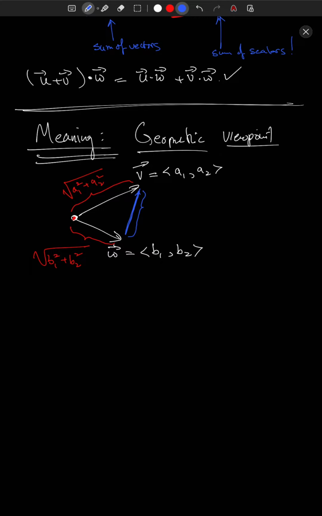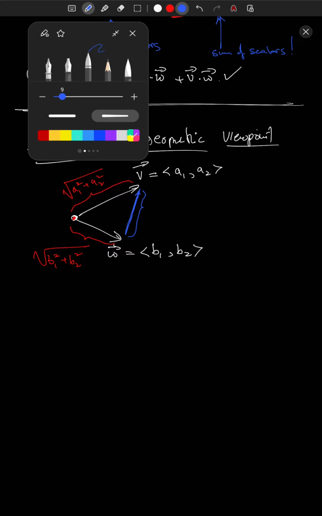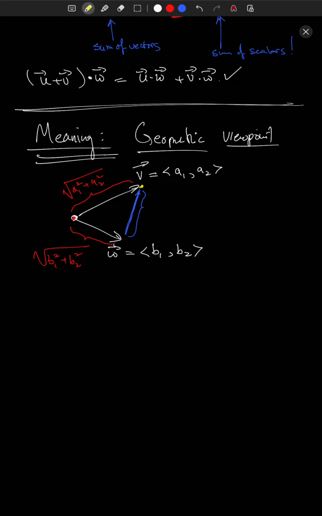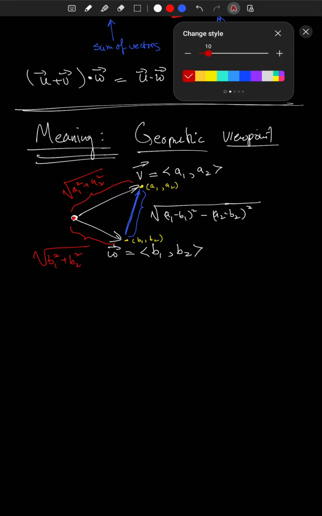So the coordinate, let me do this in a different color here. So this one right here, because v is a1 comma a2, the coordinate of this point is a1 comma a2. The coordinate of this point is b1 comma b2. And so the distance between a1 comma a2 and b1 comma b2 is the square root of a1 minus b1, whole thing squared, plus a2 minus b2, whole thing squared. So now we have the lengths of all three sides of this triangle.